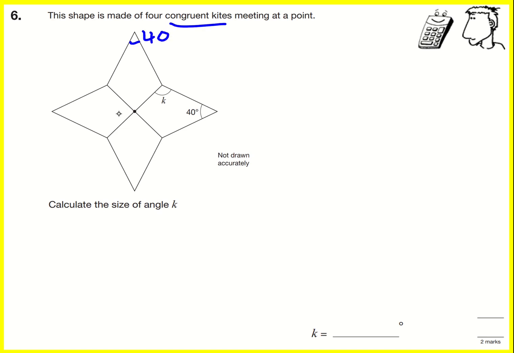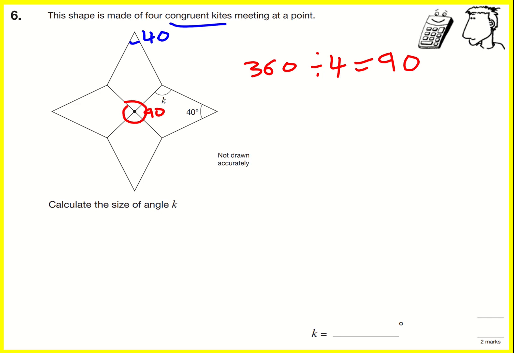What is going to be useful is the fact that this here adds up to 360, and I know all four angles are the same because they're congruent. So I can do 360 divided by 4, and that's going to give me 90 degrees. You can check that on a calculator, but this one here is going to be 90. Brilliant. That's really useful, because what do I also know?